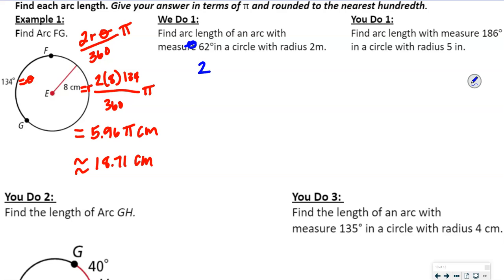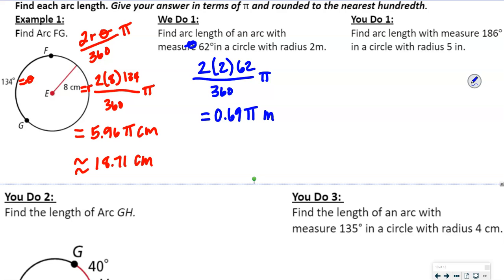So this is going to be 2 times pi times 2 times our theta, which is 62, divide all that by 360, and leave pi in the answer for right now. Okay, so our answer right now is going to be 0.69 pi, and again, this is meters. Then we're going to multiply by that pi. So this is our equal-to answer. This is our approximate answer, okay? So this is going to be 2.16 meters when we multiply 0.69 times pi in your calculator.